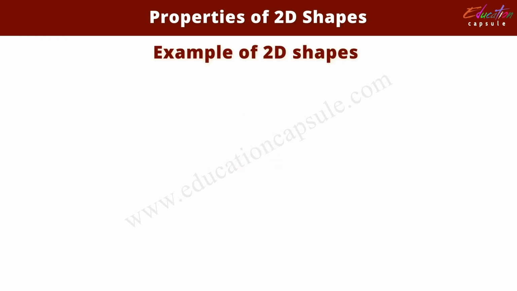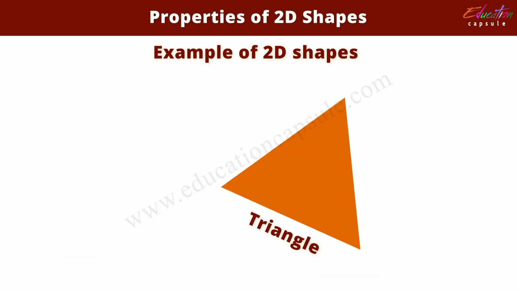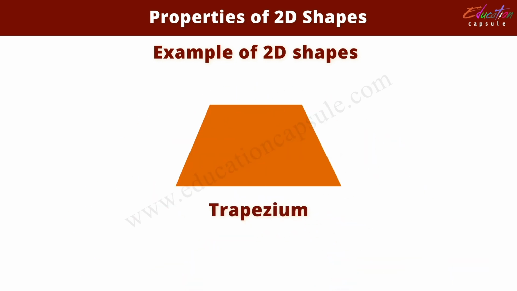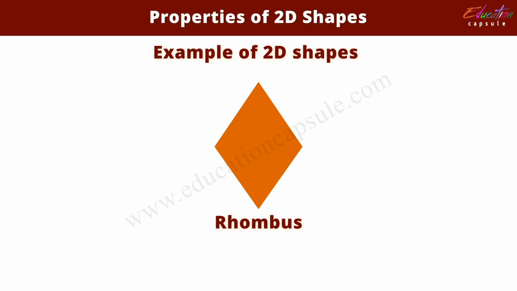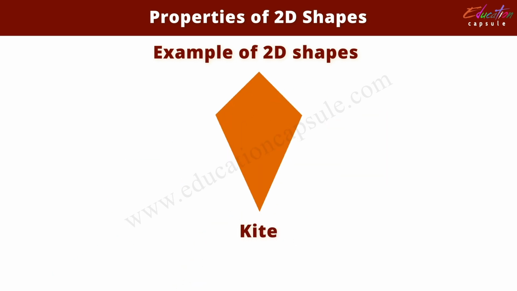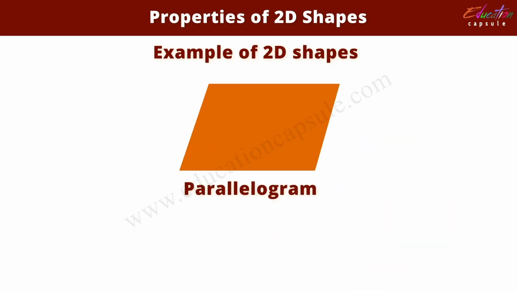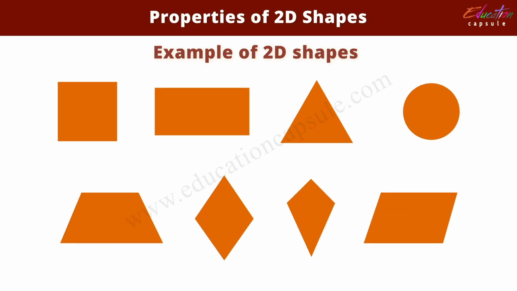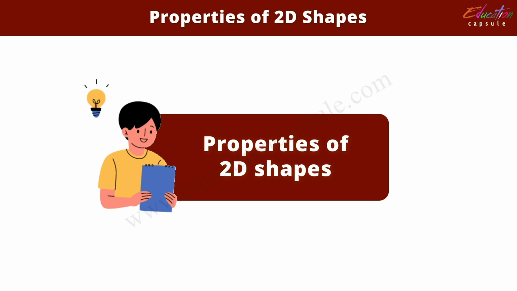Examples of 2D shapes: square, rectangle, triangle, circle, trapezium, rhombus, kite, parallelogram, etc. are all examples of 2D shapes. Now, let's study the properties of 2D shapes.